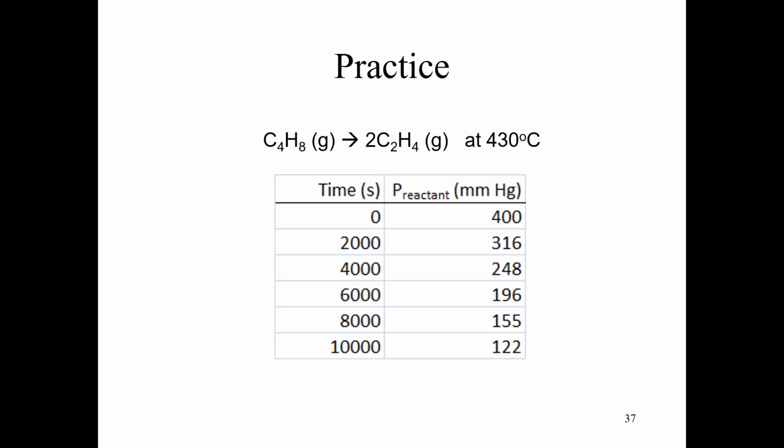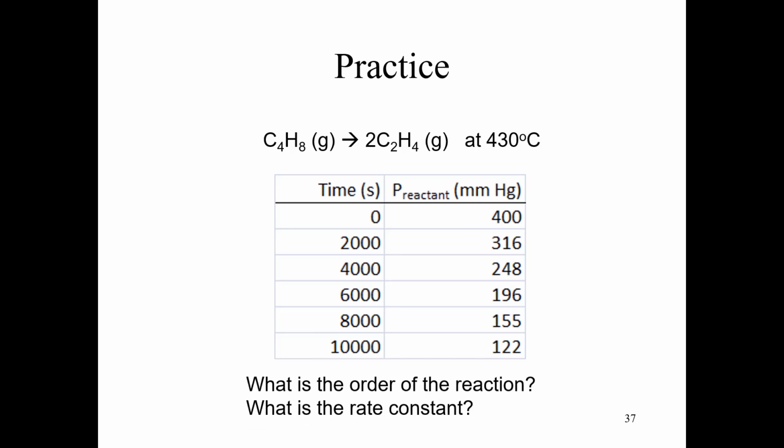Anyway, the data here shows you the pressure of the reactant C4H8 at different times. You can see it is given in millimeters of mercury, or torr. As time progresses, the pressure decreases because the gas is being consumed, being depleted. So the questions you're going to be asked in this case are: what is the order of the reaction, and what is the rate constant?